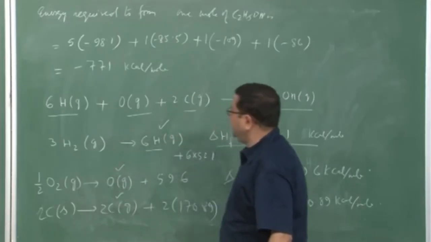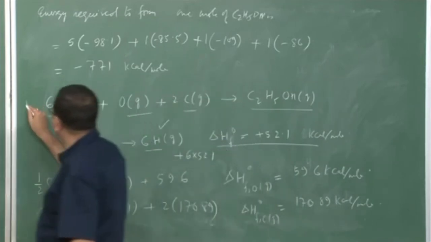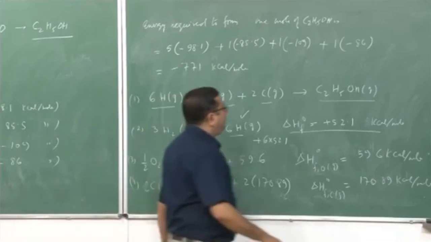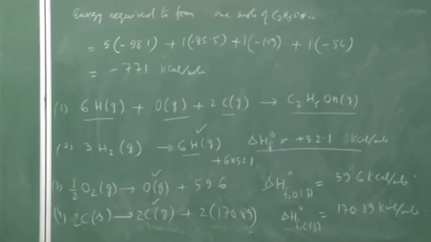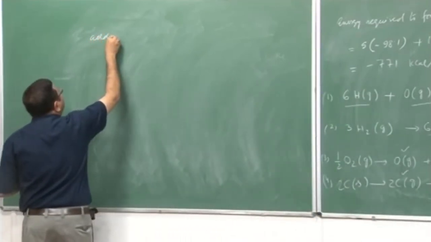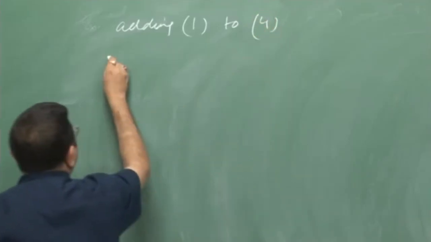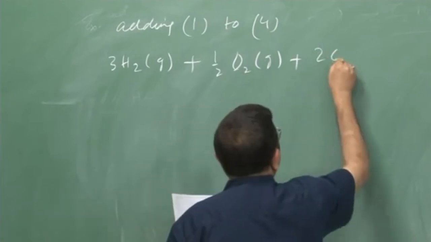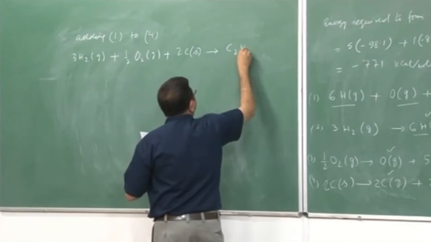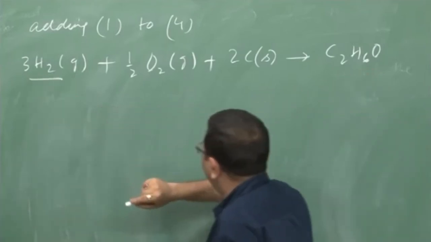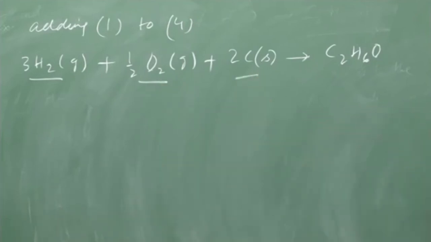So, now if I look at these 3 reactions, these are formation reactions for atomic hydrogen, atomic oxygen and gaseous carbon. If I now add these 4, let me call them 1, 2, 3 and 4, what we get is the formation reaction for ethanol. Adding 1, 2, 3 and 4, we get 3H2(g) plus half O2(g) plus 2C(s) giving us C2H6O. So, this is the formation reaction, because now hydrogen is in standard state at standard temperature and pressure, oxygen is in standard state, and carbon is also in a standard state. Therefore, this is the formation reaction for the molecule we are looking for, which is ethanol.